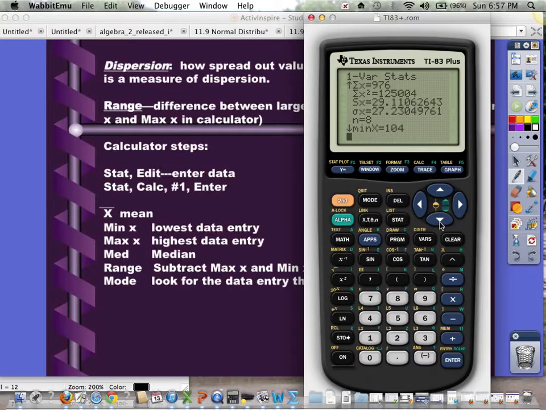Now, the only thing it won't give you is the mode, and that's just going to be a matter of you looking at your data and seeing which one repeats the most. And sometimes you don't have one. Whichever one repeats the most is your mode. Now, you could have more than one mode, and that's okay.